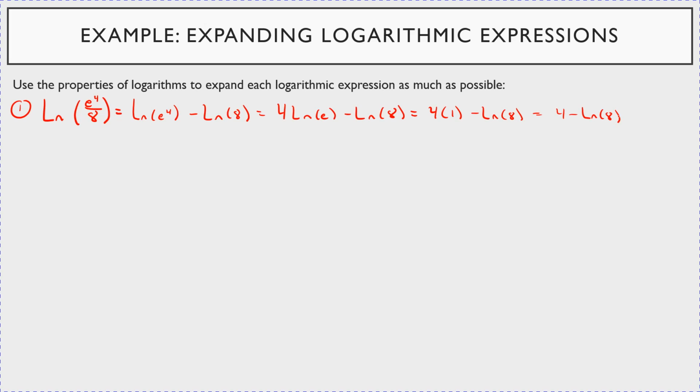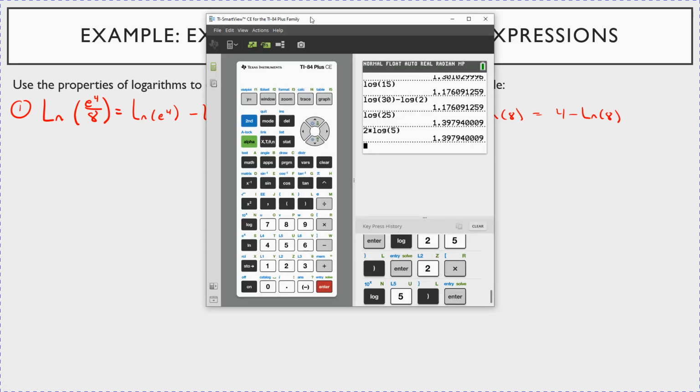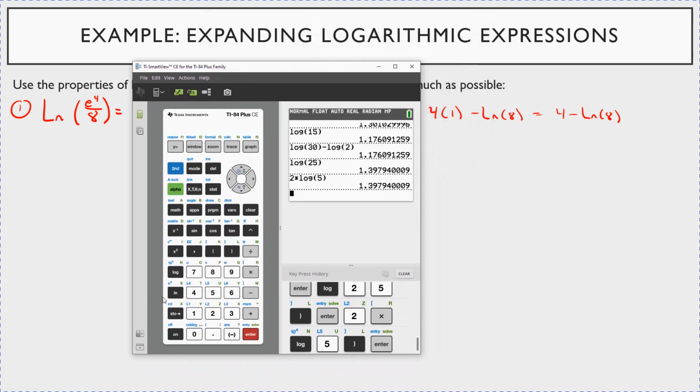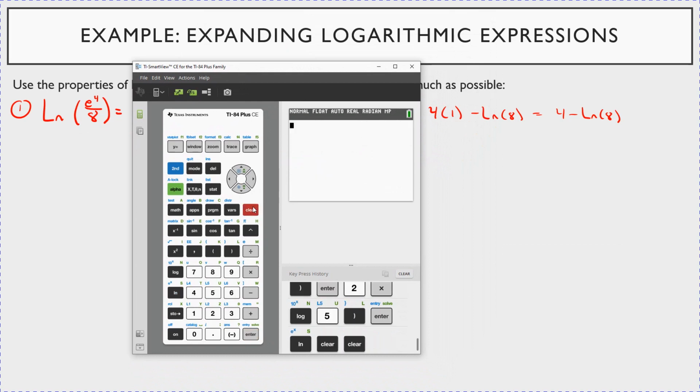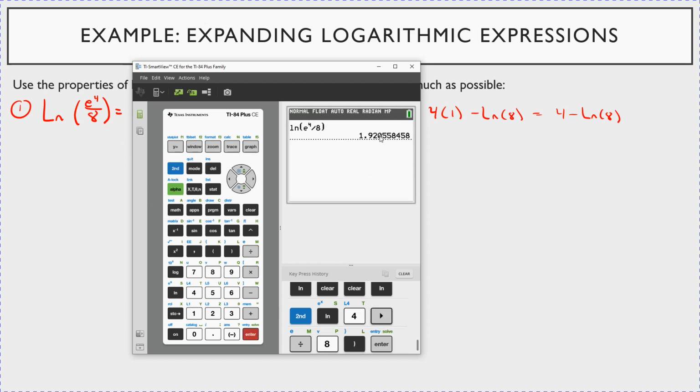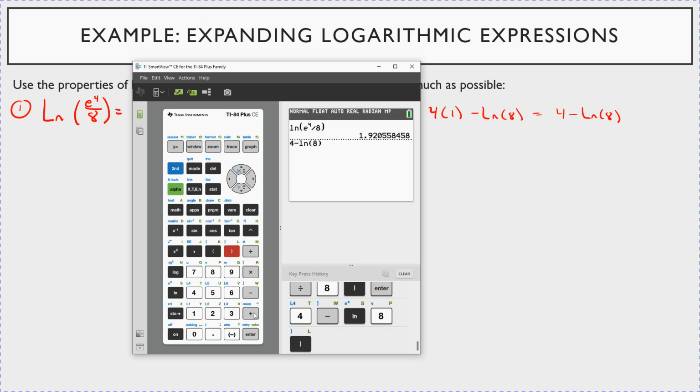So this whole thing simplifies into 4 minus the natural log of 8. Let's verify that, just so we know that this worked. We take the natural log of e to the 4th, divided by 8, and we got 1.920 and so on. So let's see, what is 4 minus the natural log of 8? We get the same thing. So our rule simplified perfectly here.